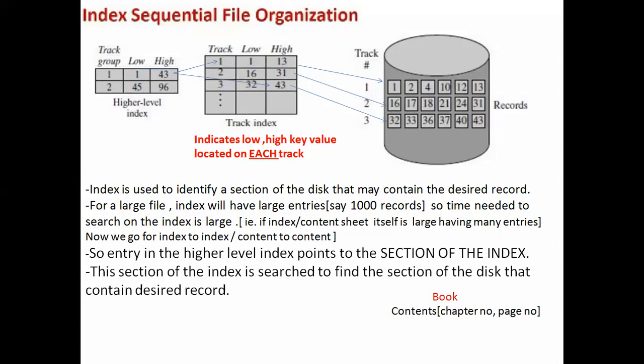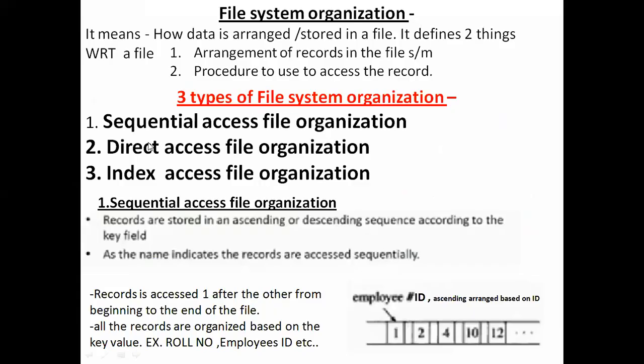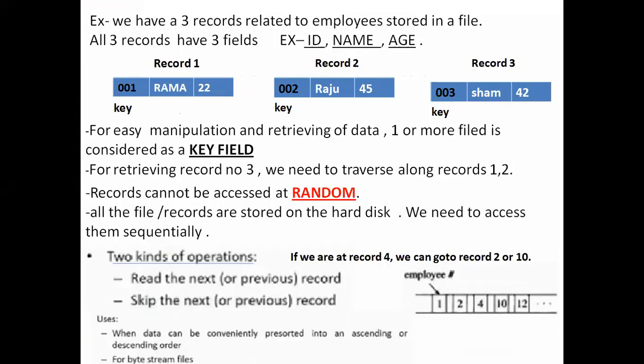So the first method was the sequential access file organization. The second method was the direct access file organization. And the third method was the index access file organization. Not to mention, each and every concept or kind of file system organization has its own diagram, and in the examination they will be looking at the diagram we have drawn. Based upon the diagram only, you can score more marks.